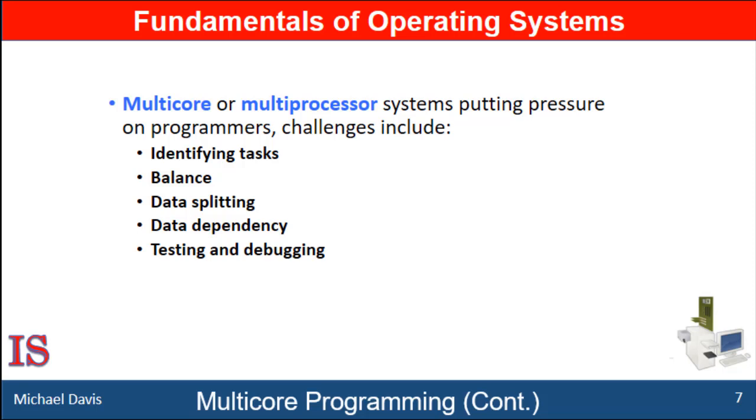In general, 5 areas present challenges in programming for multi-core systems. First is the problem of identifying tasks. This involves examining applications to find areas that can be divided into separate concurrent tasks. Ideally, tasks are independent of one another and can run in parallel on individual cores.